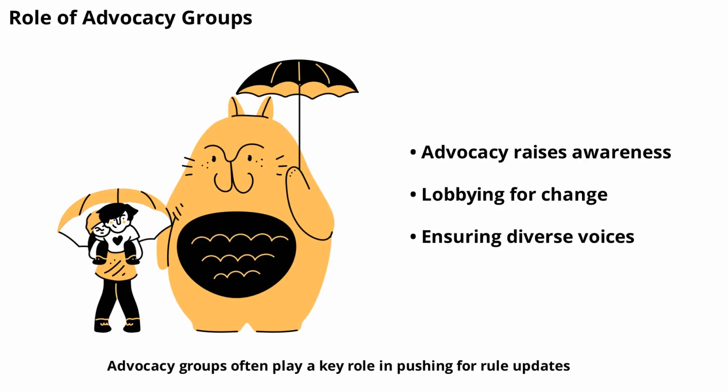Advocacy groups often play a key role in pushing for rule updates. They raise awareness, conduct research, and lobby lawmakers to address specific issues. Their efforts can bring attention to problems that might otherwise be overlooked, ensuring that diverse voices are heard in the rulemaking process.